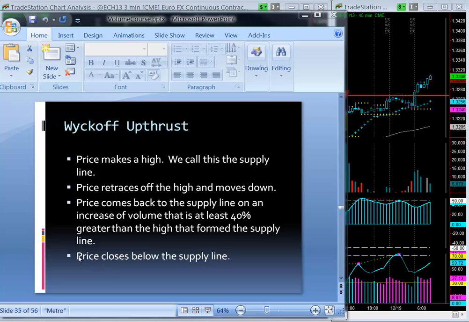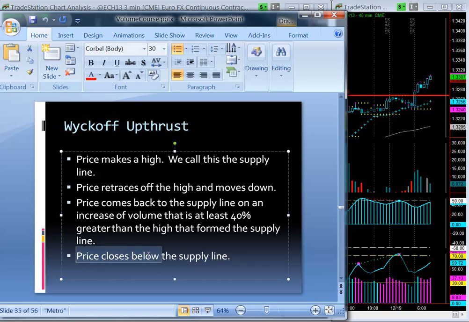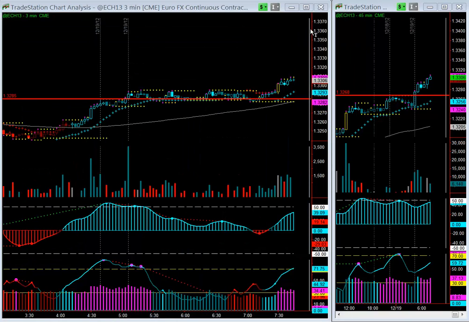Now this is the detail that never came through. Price closes below the supply line. As you can see, price never came back and closed below the supply line. Therefore, although it was a potential upthrust, it never came to fruition.